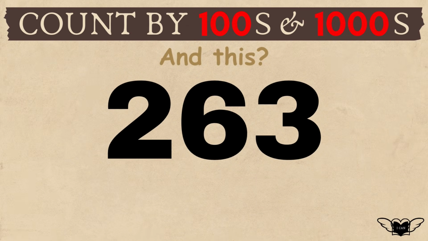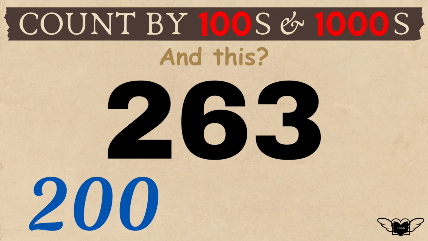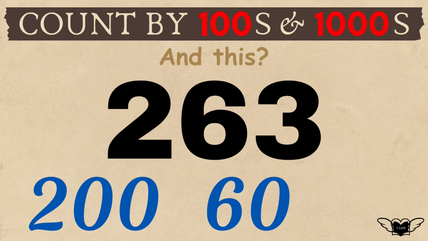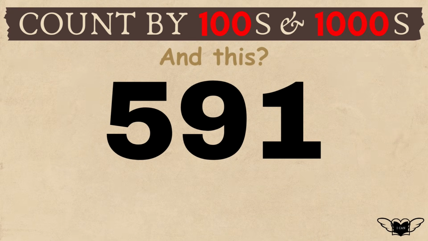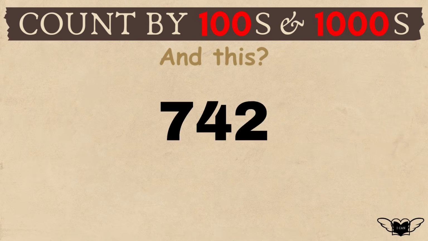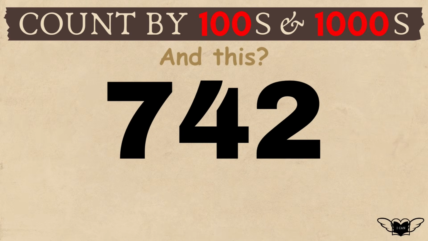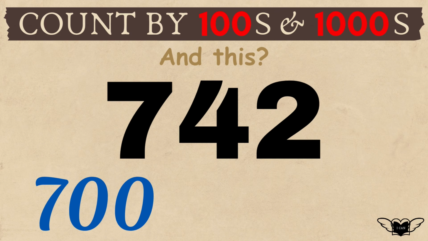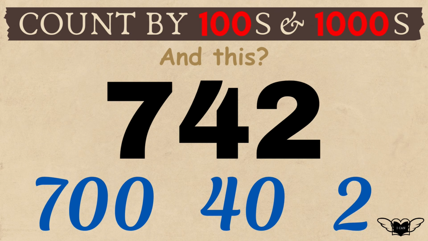And this? 200. 60. 3. 263. And this? 500. 90. 1. 591. And this? 700. 40. 2. 742.